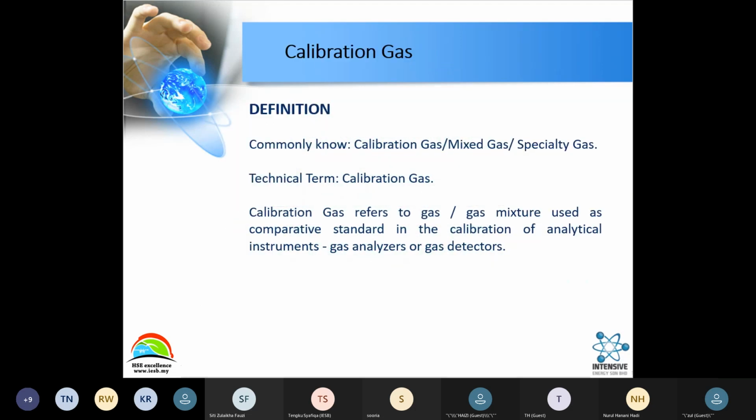Okay, for calibration gas, the definition is often known as calibration gas, mixed gas, or specialty gas. However, from the technical point of view, it is well known as calibration gas. Calibration gas refers to gas or gas mixtures used as a comparative standard in the calibration of analytical instruments like gas analyzers or gas detectors. The calibration gas standard is established as a known analyzer response to a certified chemical component concentration.